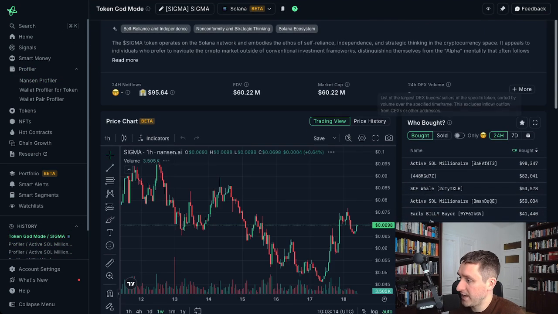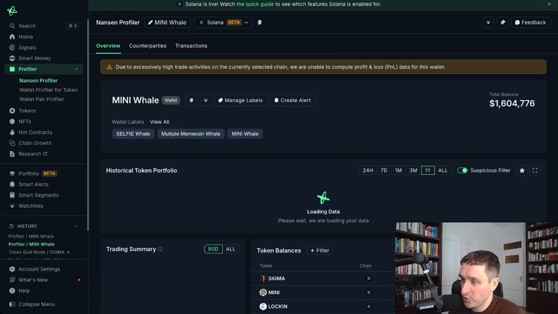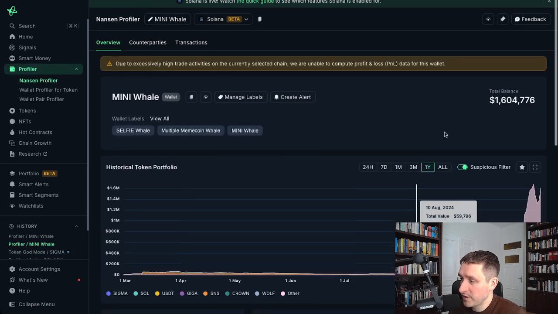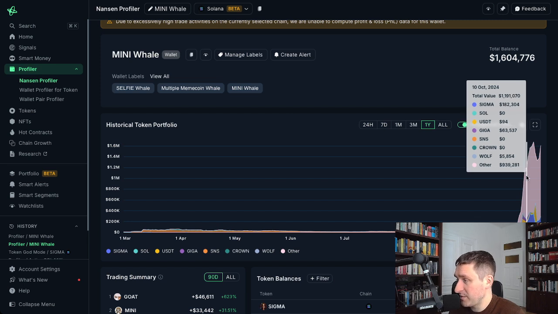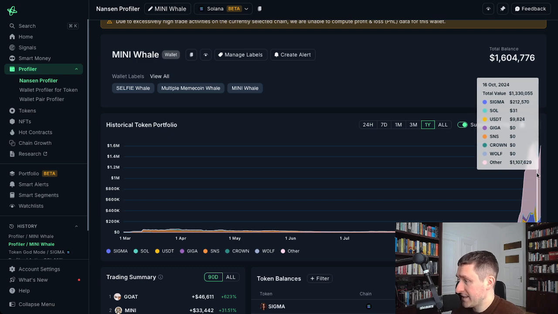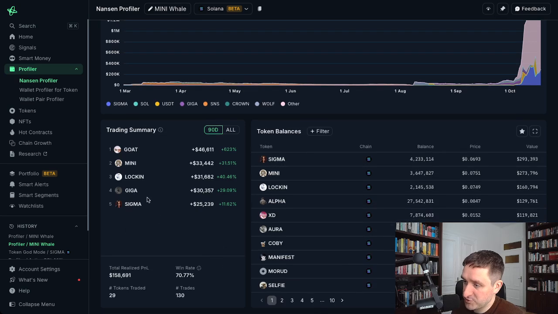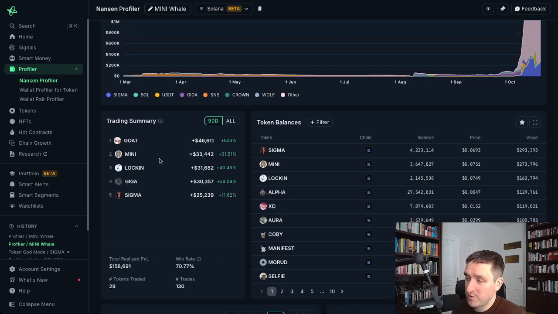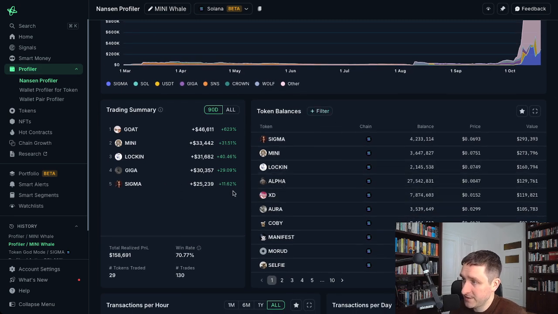This will show you that, for example, with 7 days we go with mini whale. So Mini is another quite popular meme coin. This particular person might be a bot as well, but has more of the holding, and he or she has Sigma. And then you can see some other tokens as well here in the portfolio, and also a trading summary with some of the most popular meme coins recently, like Goat, Mini, Lock-in, Giga, and Sigma. And you can see all the token balances.